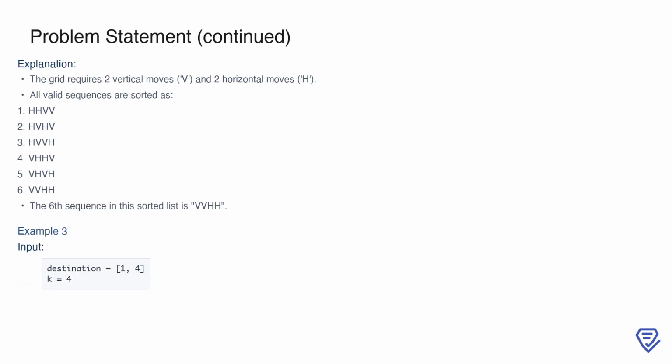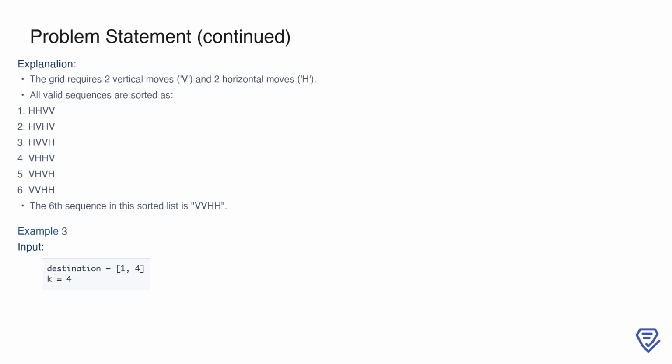In the second example, we saw how to determine the Kth smallest sequence by sorting all valid sequences. Now, let's consider the third example. Here, the destination is 1, 4, meaning there is 1 vertical move and 4 horizontal moves required. The input specifies k equals 4, which means we need the fourth lexicographically smallest sequence. Generating and sorting all valid sequences, we get HHHHV, HHHVH, HHVHH, and HVHHH. Among these, the fourth sequence is HVHHH, which is the output.